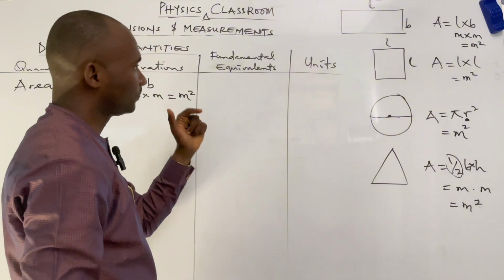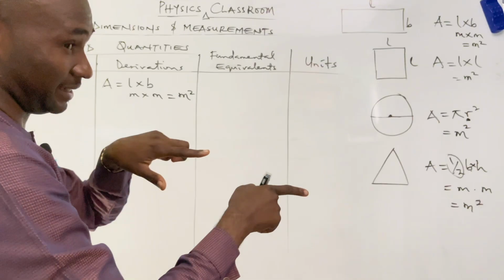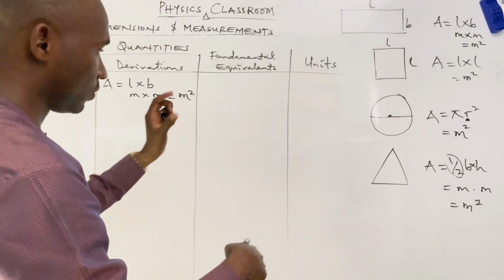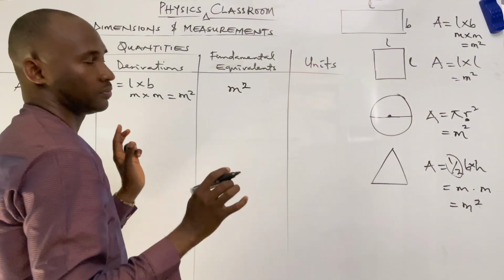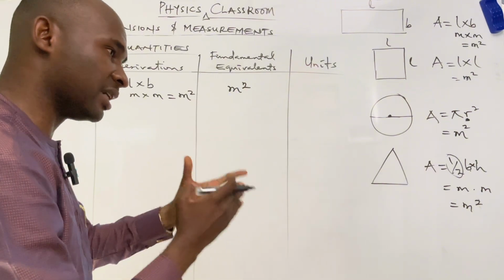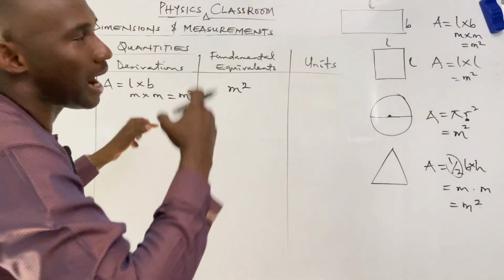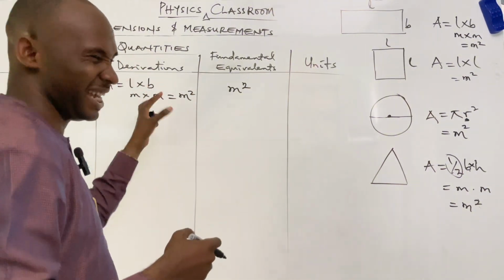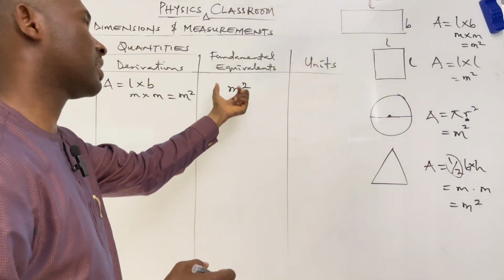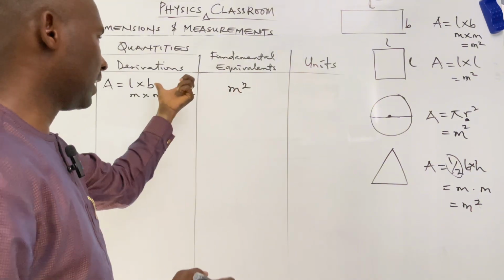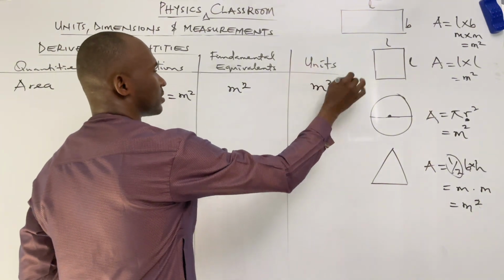Now, meter is traced to the fundamental quantity, length. So we can have it as the meter square here as well. Length occurring twice. Length and breadth, they are both representations of length. Hope you understand. So we have meter occurring twice. Meter square, that is the product of two lengths, to give us meter square. Now, the unit still remains meter square.